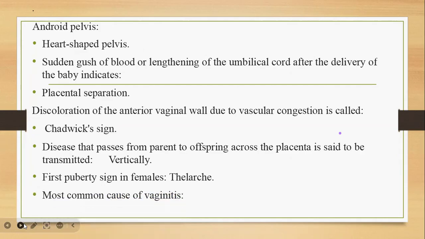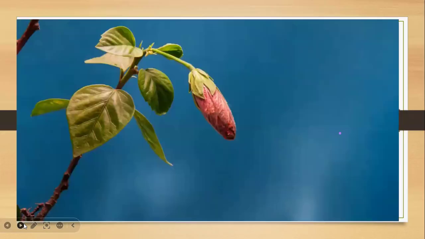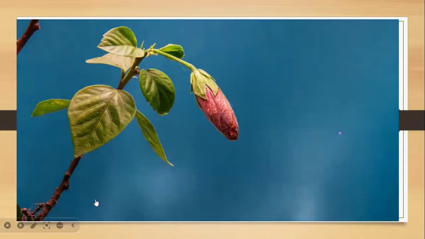Most common cause of vaginitis. This is very important. Okay, तो Gardnerella vaginalis is the causative agent जो vaginitis cause करती है. Okay, Gardnerella vaginitis. Okay, so in the previous slide, till now we had a discussion regarding, what do you think? What we have discussed in the last slide.